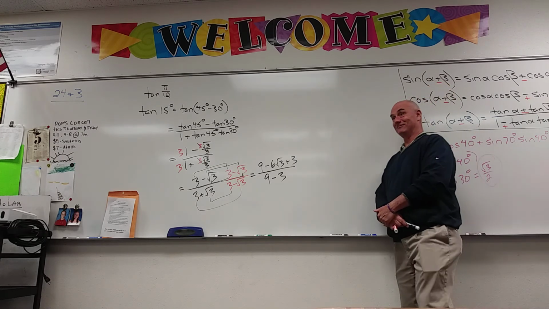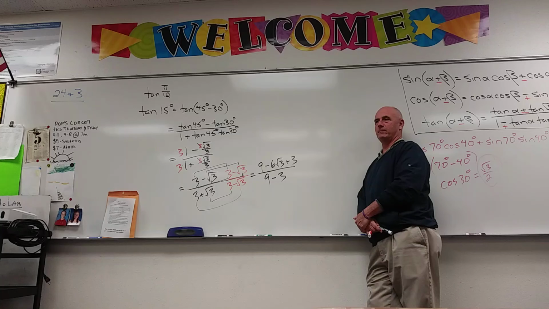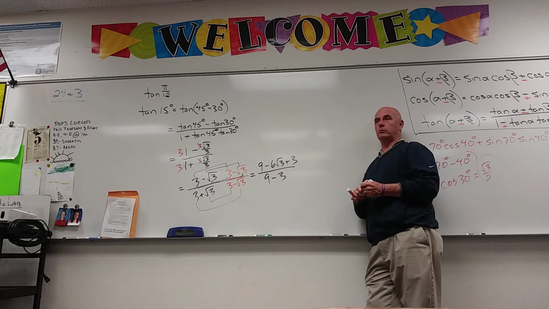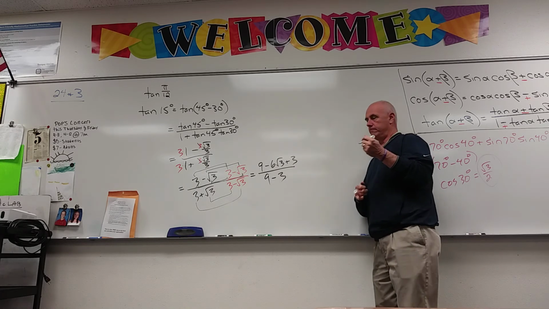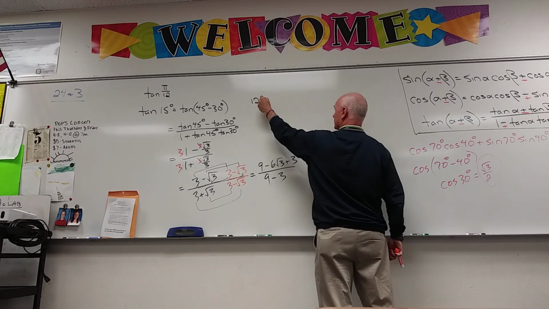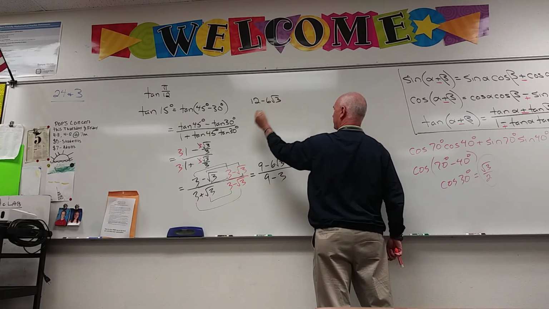I'll be out there. Yeah? FOIL the top, foiling with radicals. Takes a minute. Yes? We okay with that? All right, now what? What do we get? Yep, help me. 12 minus 6 and minus 6 root 3 over 6.